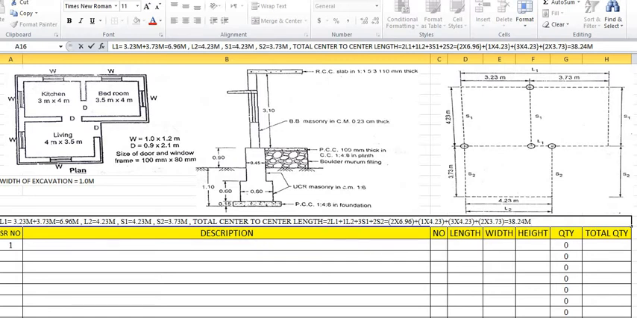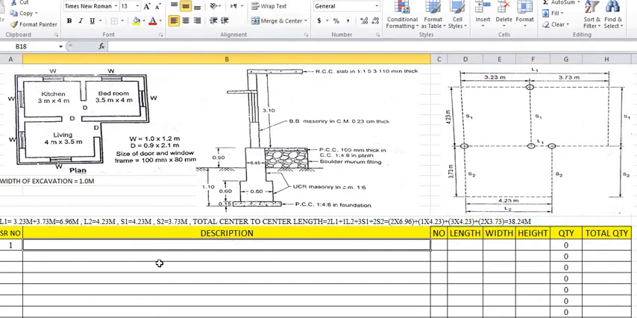So this is very, very important. Here we have calculated this total length as 38.24, the center to center length of the complete figure. After that we will calculate the different things, that is nothing but the earthwork and excavation as usual.